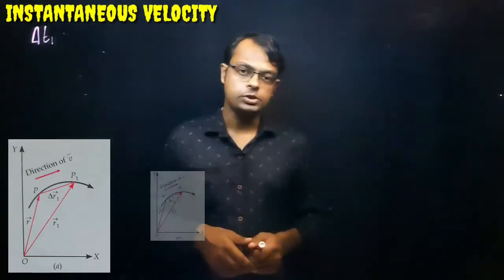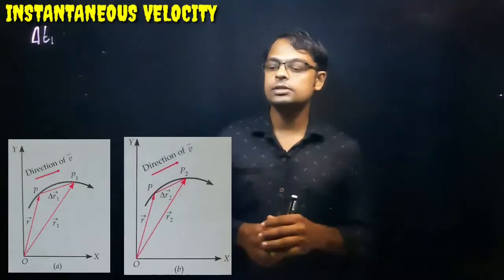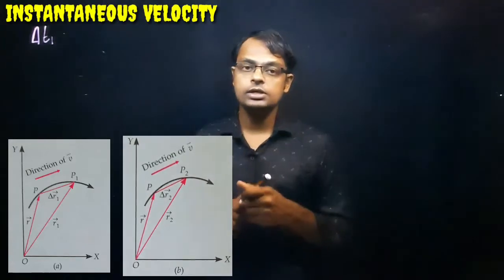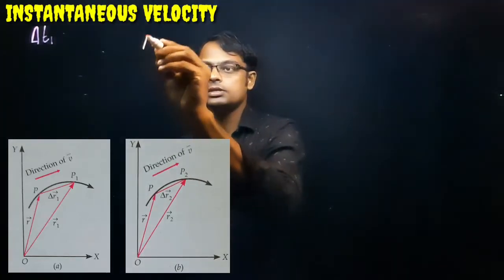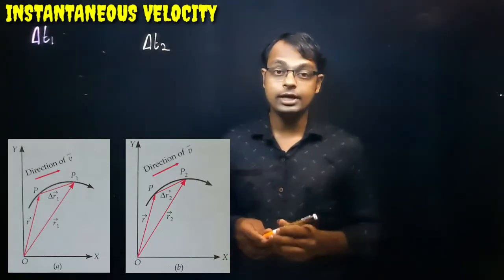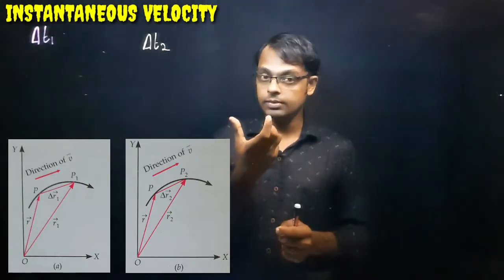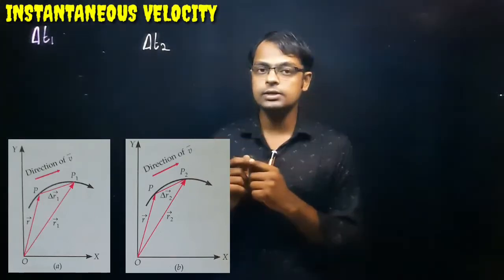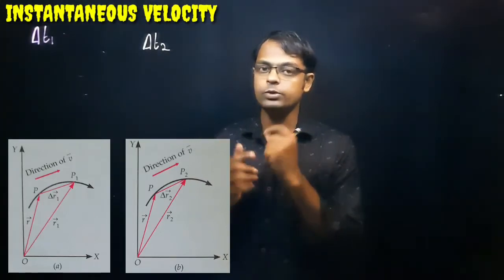Look at the second picture here. If you look at the second picture, just imagine the time interval is now delta T2. The time interval is now reduced. If the time interval is now reduced, you can see here the displacement vector is also now reduced.